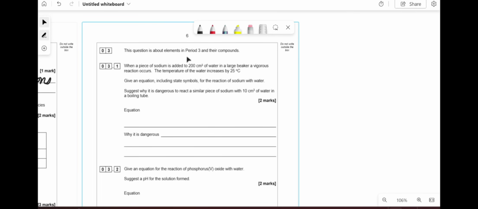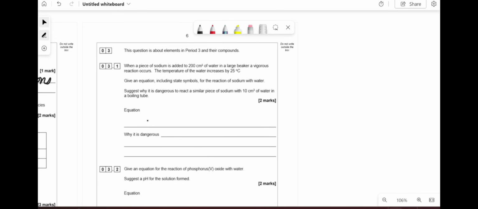This question is about elements in period 3 and their compounds. When a piece of sodium is added to 200 centimeters cubed of water in a large beaker, a vigorous reaction occurs and the temperature of the water increases by 25 degrees C. Give an equation including state symbols for the reaction of sodium with water and suggest why it's dangerous to react a similar piece of sodium with 10 centimeters cubed of water in a boiling tube.